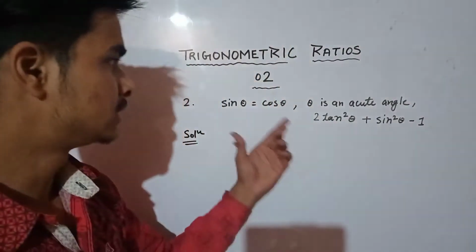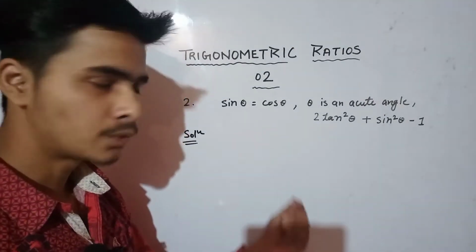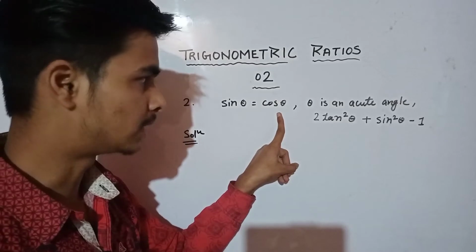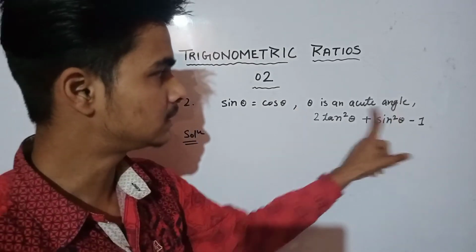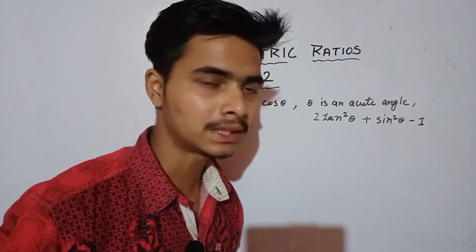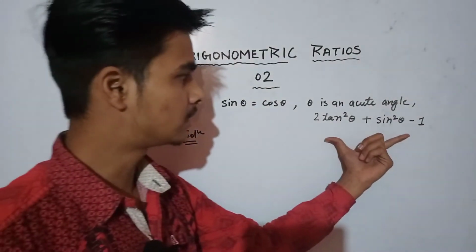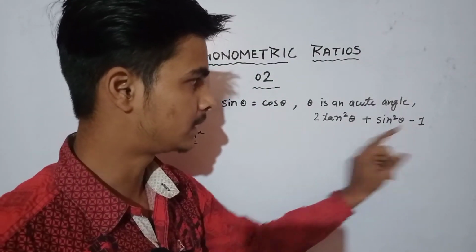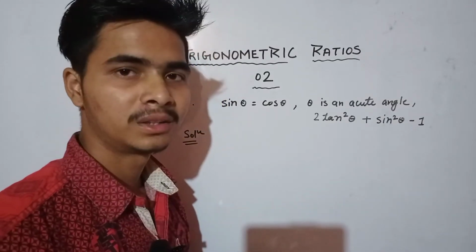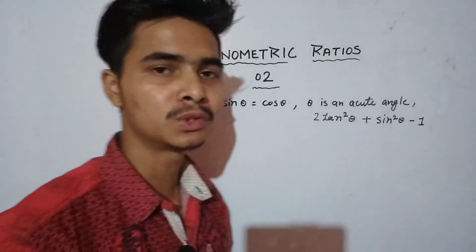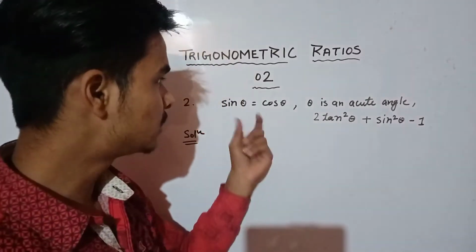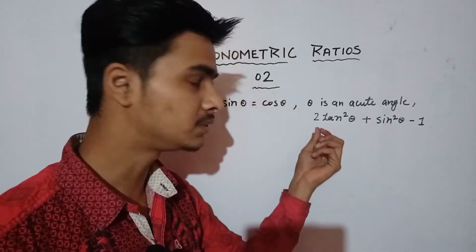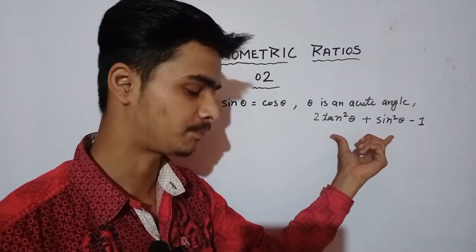So this is the second question and this question says that sin theta is equal to cos theta, where theta is an acute angle, meaning less than 90 degrees, and you need to find 2 tan square theta plus sin square theta minus 1. The first impression, I know that most of you will have, is that you have been given just this and you need to find this, meaning you need to reach till this expression.